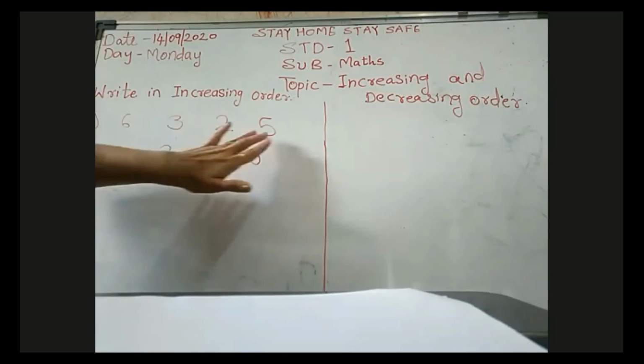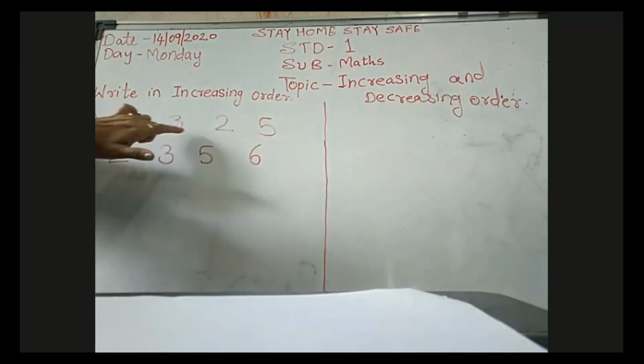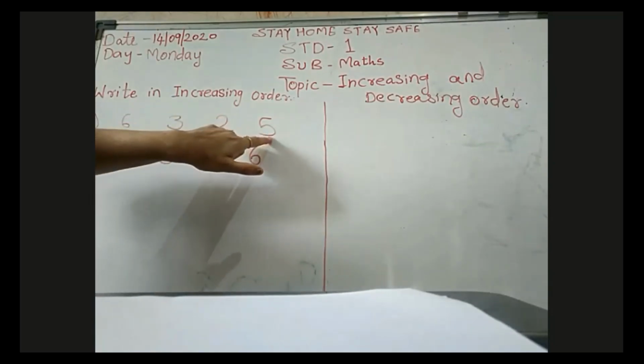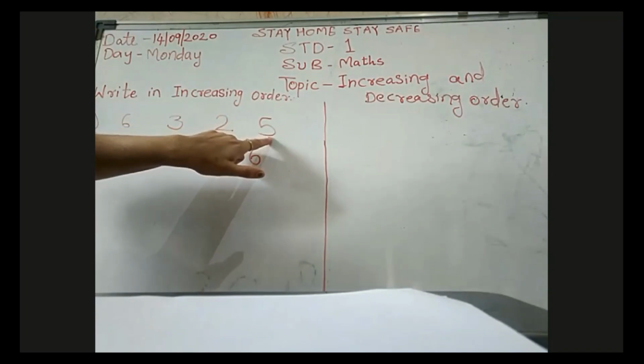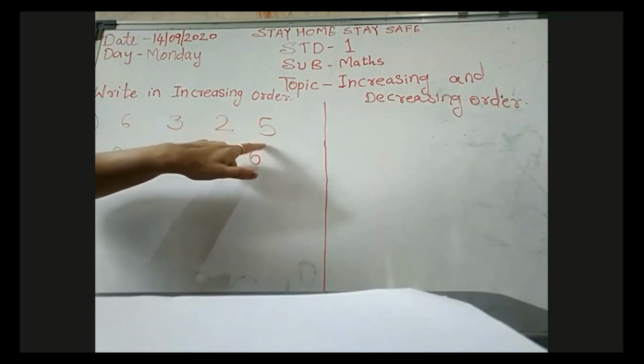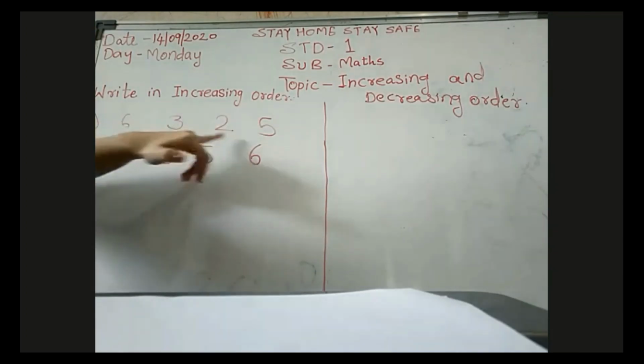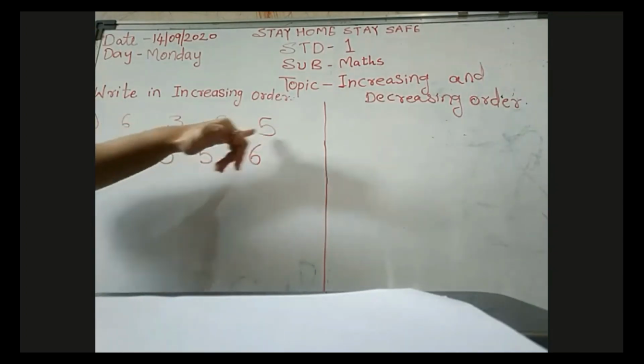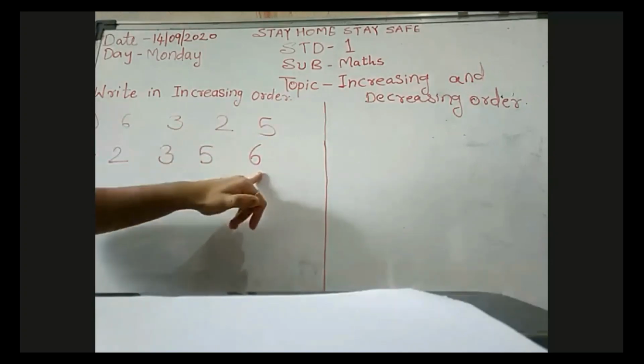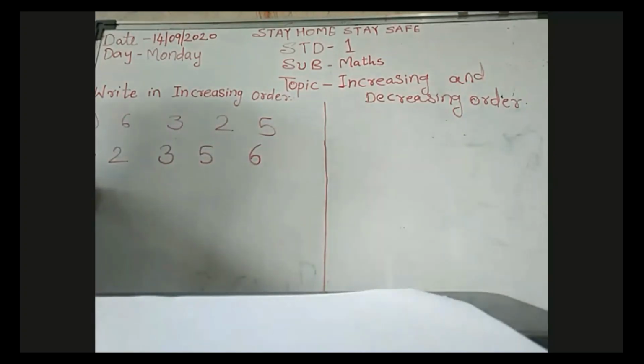See, jumbled numbers are given. That's 6, 3, 2, 5. You have to arrange these numbers in increasing order. And in increasing order, we start from the smaller number. That is 2, 3, 5, 6. Now we'll see some more examples.